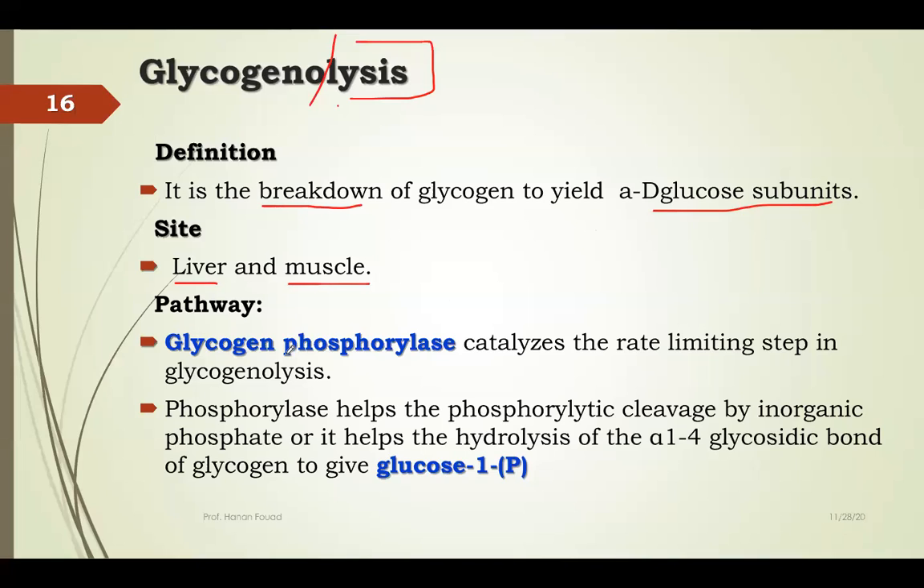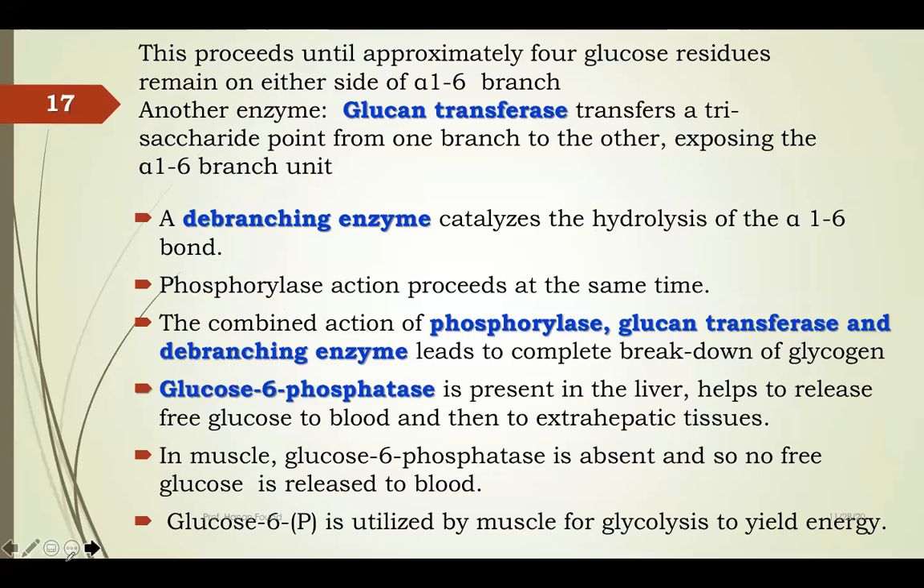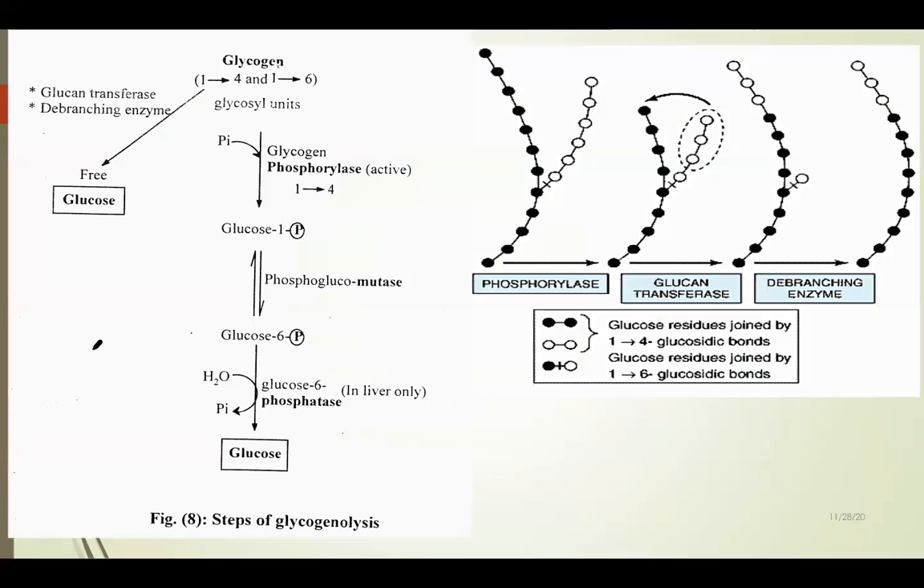The key enzyme is glycogen phosphorylase, and there are other enzymes which help glycogen phosphorylase. I'm going to explain from the figure. Okay? Phosphorylase breaks the glucose unit in the outer branch. It breaks the glycosidic bond by adding phosphoric acid. Phosphorylase means breaking of the chemical bond by adding phosphoric acid.